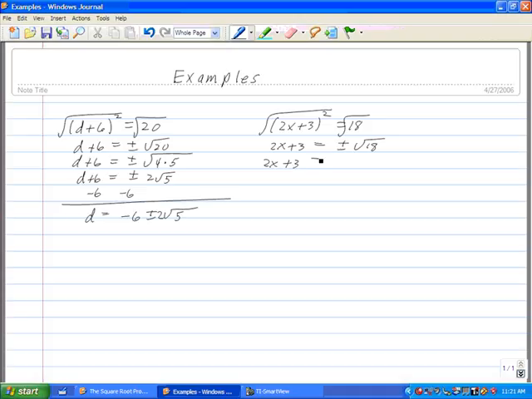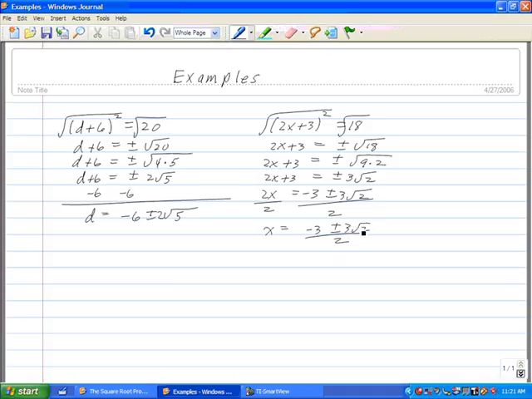2x plus 3 equals plus and minus square root of 9 times 2. So 2x plus 3 equals plus and minus 3 square roots of 2, because I can take the square root of 9, and it's the 3. Moving the 3 over, it becomes a negative 3. And one more step on this one that I didn't have before. I will divide off that 2, and x will equal negative 3 plus and minus 3 square roots of 2 over 2. And like before, those are your two exact solutions.